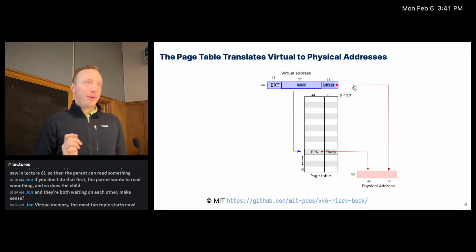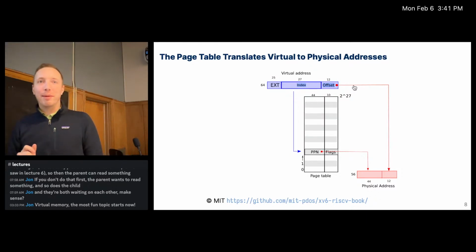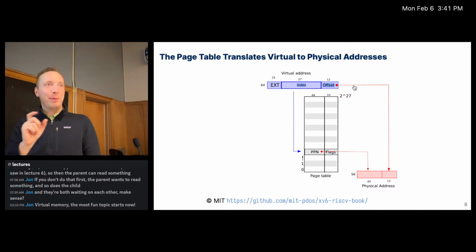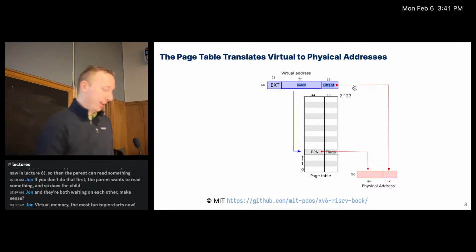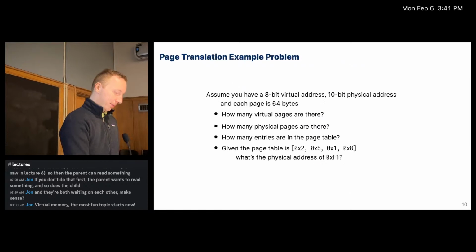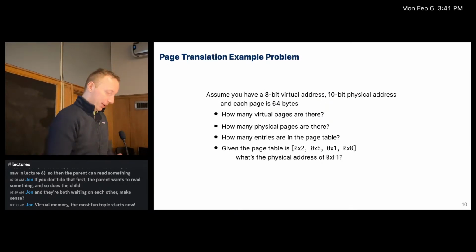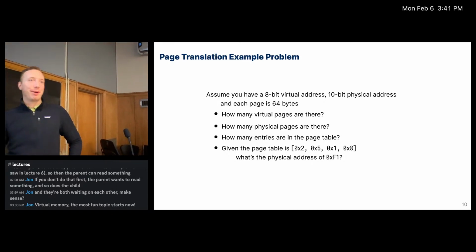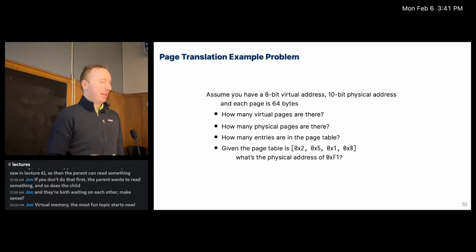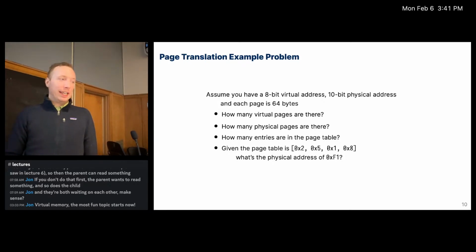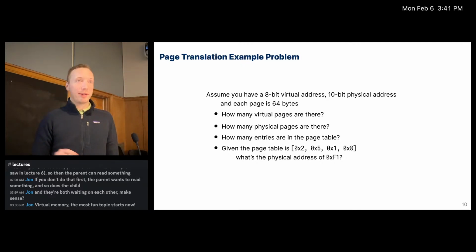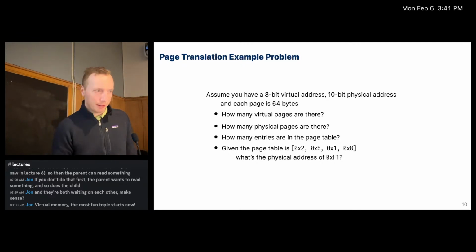All right. Any questions about that before we get into a more low-level example where the page size doesn't fit within a hex character? That makes it more fun. Okay, so I'll leave you with this for a second. So here's a typical page translation problem, just to make sure we understand things, of a really weird system. We can assume we have an 8-bit virtual address, a 10-bit physical address, and each page size is 64 bytes, which isn't very big.